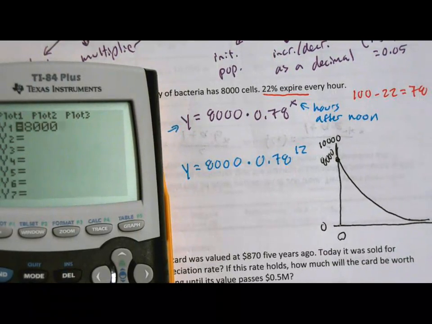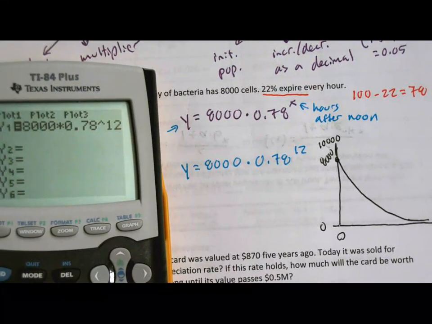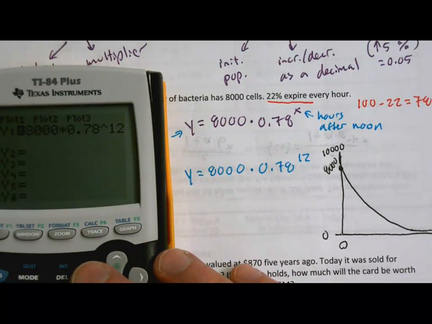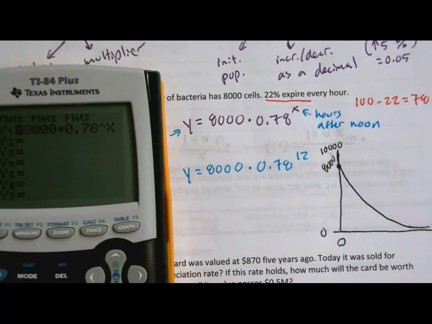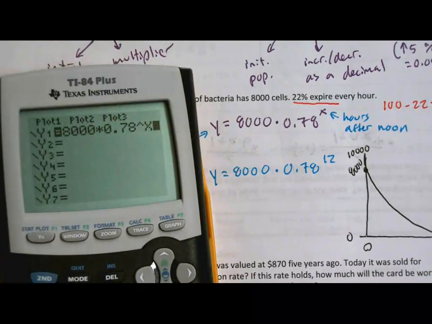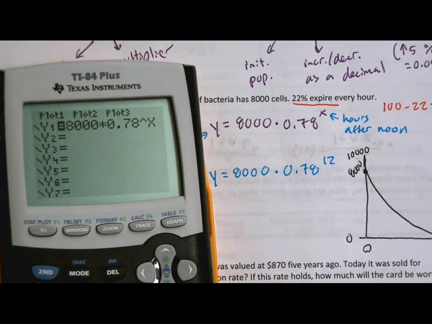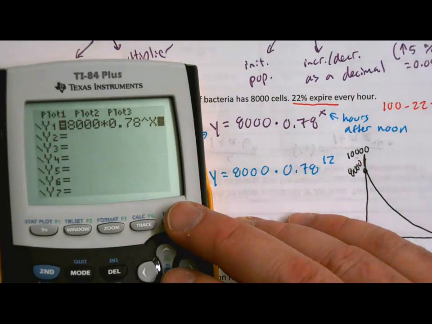8,000 times 0.78 to the 12th. And oops, not to the 12th. I want my function. I need an x in there someplace. Did anybody else make that same mistake when you're typing it in? No, you guys put your x in. Good for you. That's awesome. Doing better than me this morning.